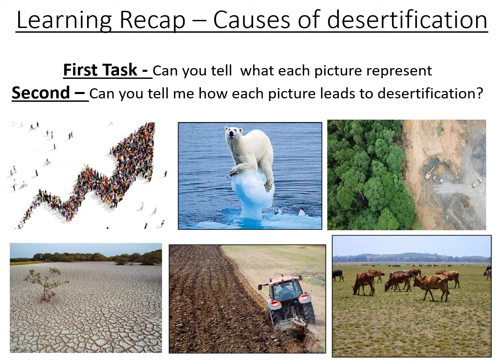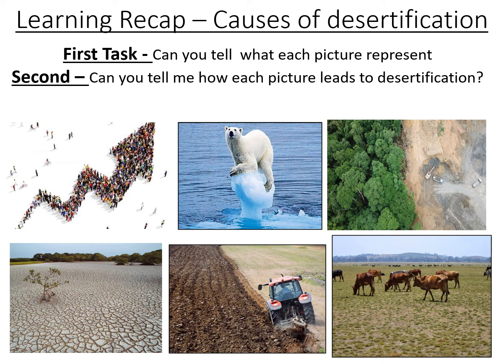Just to get us thinking about the causes of desertification before we lead into what we're going to do today, I'd like you to have a look at the images below. The first task is to tell what each picture represents. Then I'd like you to think about how that picture might lead to desertification. So if you just write 1 to 6 in your book, all you need to write down for the first task is what each picture represents. For the second, you can begin to think about how that might lead to desertification. Pause the PowerPoint now to complete this task.